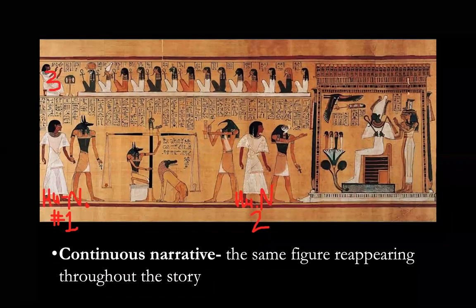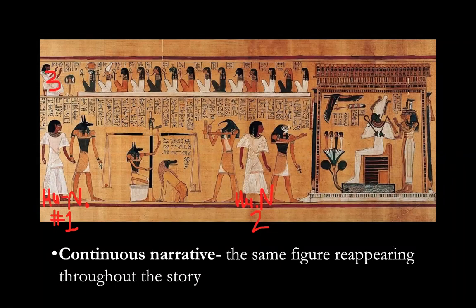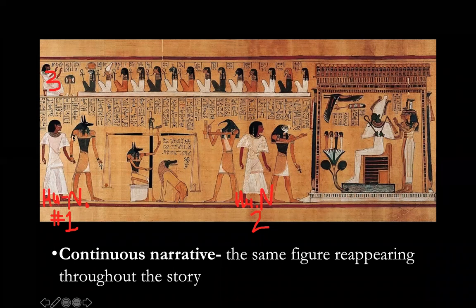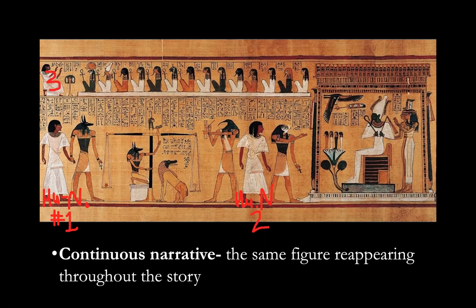All right, I want you guys to label some things on your picture. Nefer is appearing 3 times. So Nefer 1 on the left, Nefer 2 kind of in the middle bottom, and then you go up to the top register and there's Nefer a 3rd time. And this is considered a continuous narrative where the same figure is reappearing in the same story. There's nothing dividing him from Nefer 1 and Nefer 2. It's just the same character.